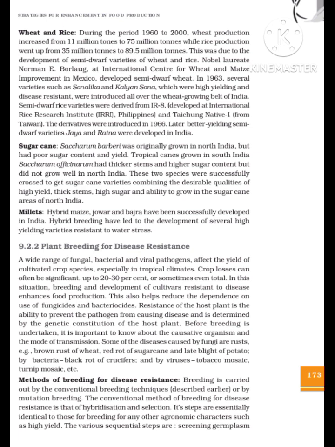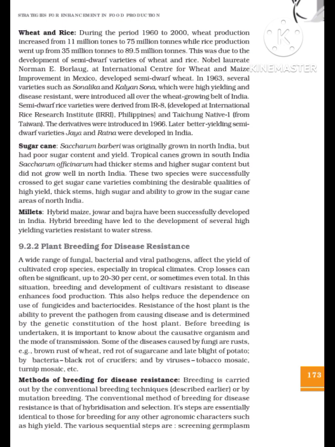In 1963, several varieties such as Sonalika and Kalyan Sona, which were high-yielding and disease-resistant, were introduced all over the wheat-growing belt of India. Semi-dwarf rice varieties were derived from IR8, developed at the International Rice Research Institute, IRRI, Philippines, and Taichung Native 1, from Taiwan. The derivatives were introduced in 1966. Later, better-yielding semi-dwarf varieties Jaya and Ratna were developed in India.